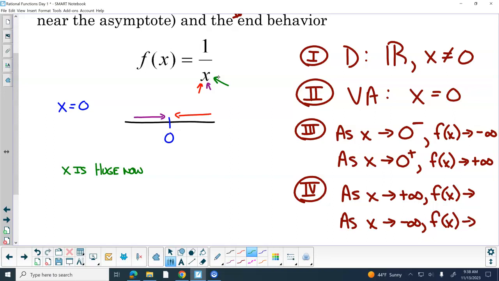The value of my function is going to do what? Get smaller and smaller. So it's going to keep approaching what? 0, right? Okay. Now, is it going to approach 0 from above or from below? Because if I put in positive numbers, positive 1 divided by positive numbers are positive. So it's going to approach 0 from above.